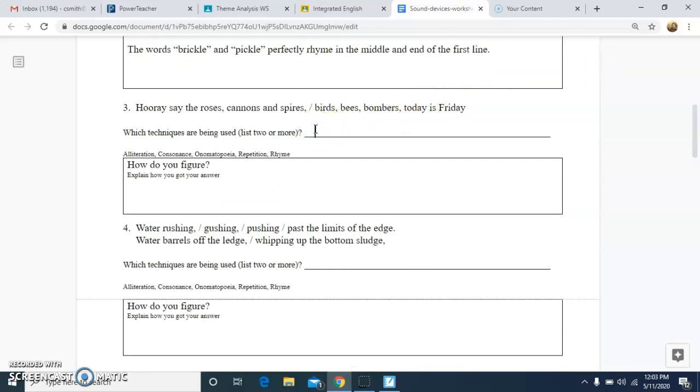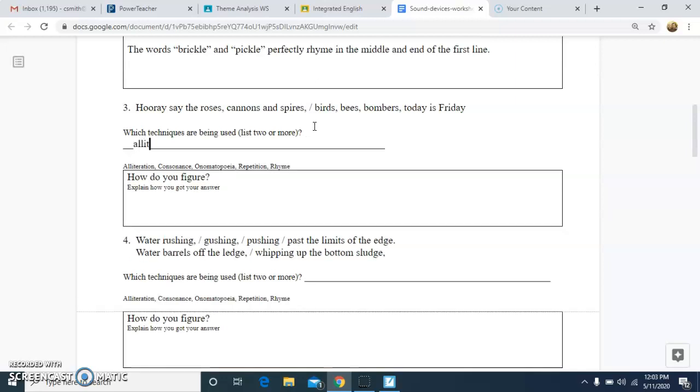And again, there are a lot of different answers here that could work, but I want to make sure we understand just a couple of them that are obvious. So I'm going to talk about two. The first I'm going to talk about is alliteration. Alliteration again is a repetition of consonant sounds at the beginning of a word. Okay, so here's how I would answer that question.